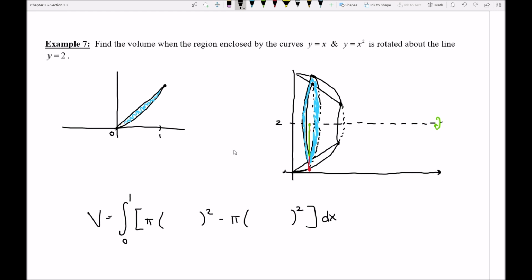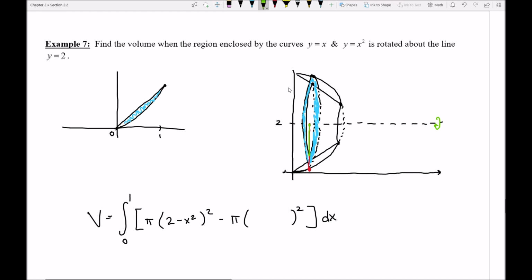Now to find my big radius in red, notice I need to find a y-coordinate on top and a y-coordinate on bottom. The y-coordinate on top is always 2, but the y-coordinate on bottom is determined by my quadratic function. So here I'm going to have 2 minus x squared. To find my green radius, the short one, I'm going to have 2 minus my inner function there, which is going to actually go all the way down to that line.